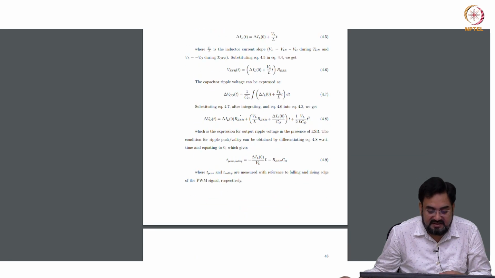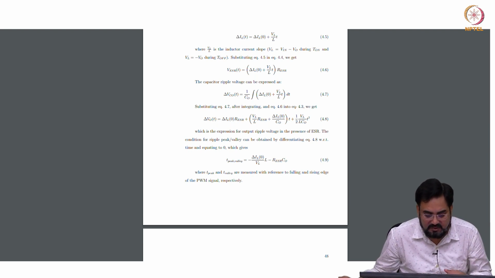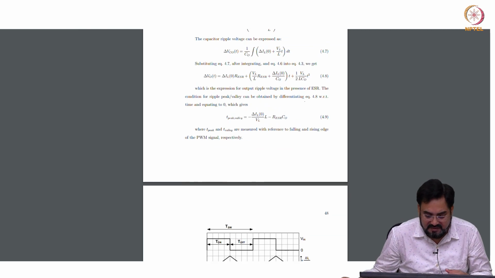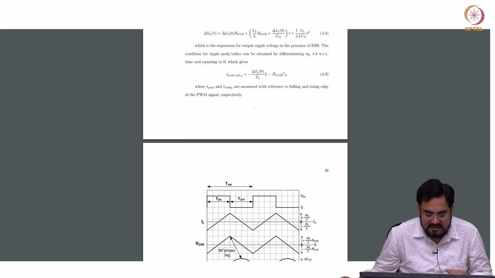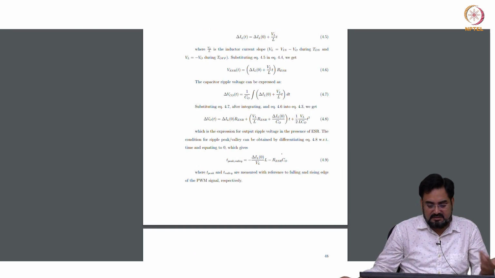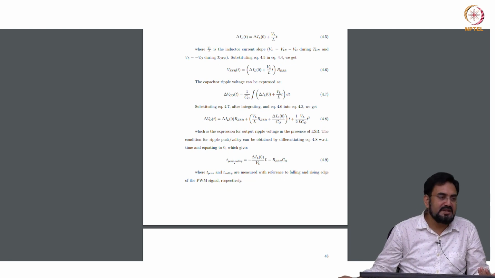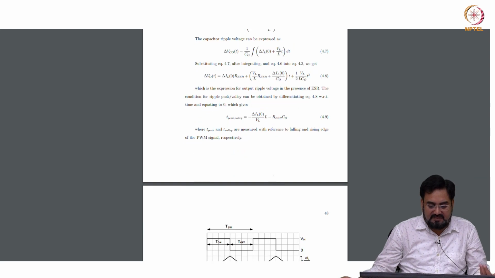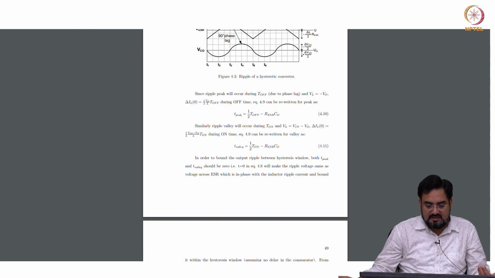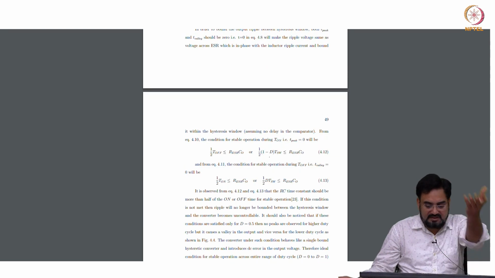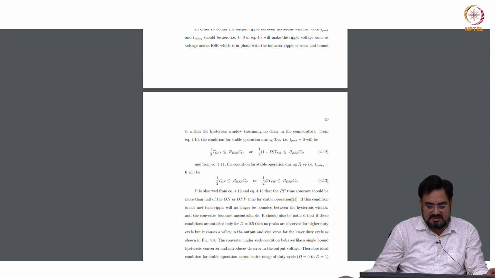You have to write everything in the time domain and just keep following. You have a current, so from there you can find the voltage and write the equation. Then you have to differentiate to get the peak and valley, the maxima and minima. That gives you the condition for T peak, and you substitute that T value in the original ripple equation, and this is what you get.